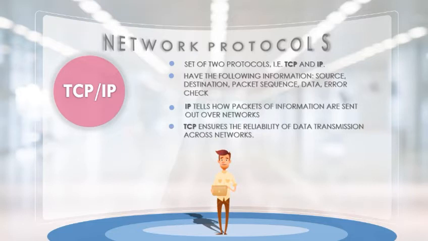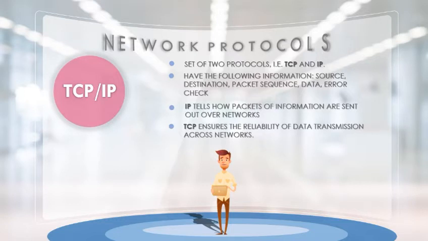The packet sequence is the order in which the message or data is to be reassembled at the destination. The error check is the check to see that the message has been sent correctly. So that is TCP and IP, Transmission Control Protocol and Internet Protocol.